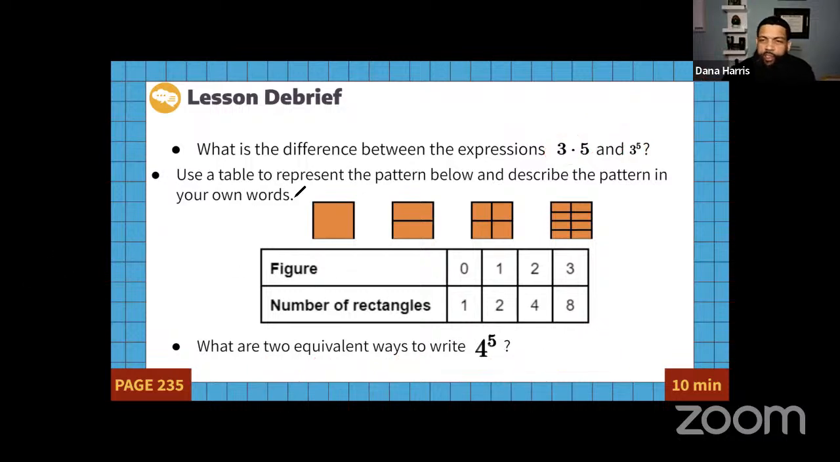And that's this. This is just an introduction to looking at the patterns, the tables, and things like that.